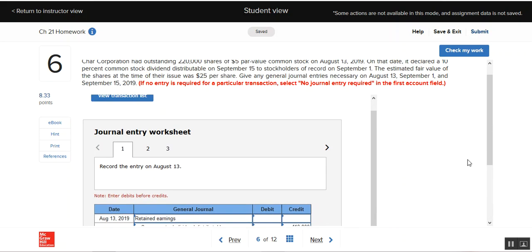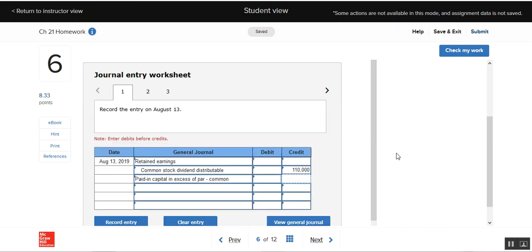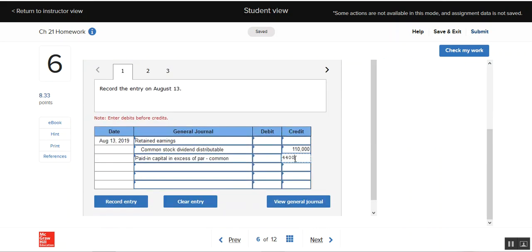Okay, so then we have to calculate the excess value. And it says the fair value of the stock at that time was $25 a share. The par value was $5, but the value was $25. So $20 of that fair value is actually the amount that's in excess of the par value. So $20 per share times the 22,000 shares gives us $440,000 in excess capital.